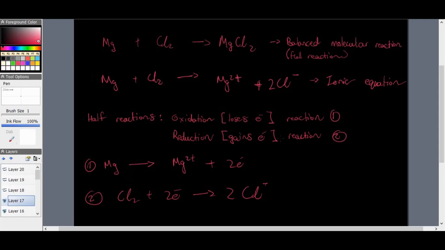And how can we create an acronym to remember oxidation and reduction? There is an acronym that exists that is called OIL RIG. Oxidation is loss of electrons, and reduction is gain of electrons. That's an acronym that I was taught at school. It still exists today. And the easiest way to remember is OIL RIG. Oxidation is loss of electrons, and reduction is gain of electrons.